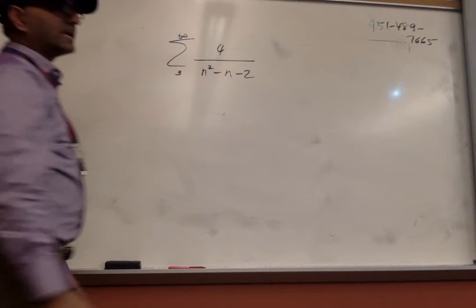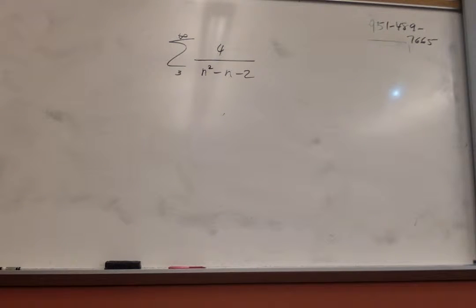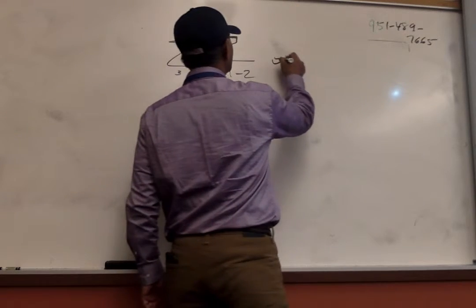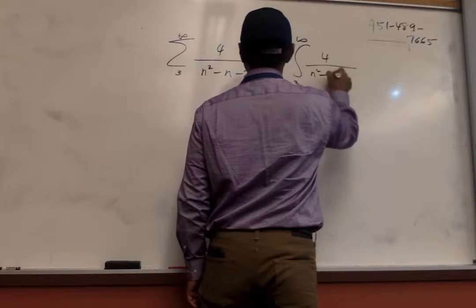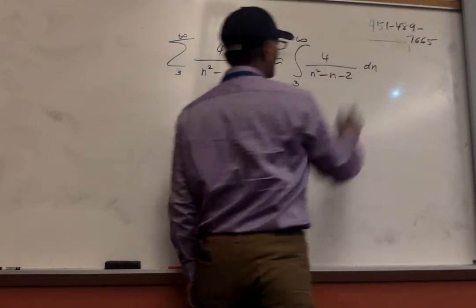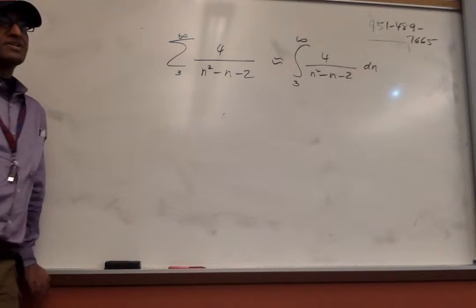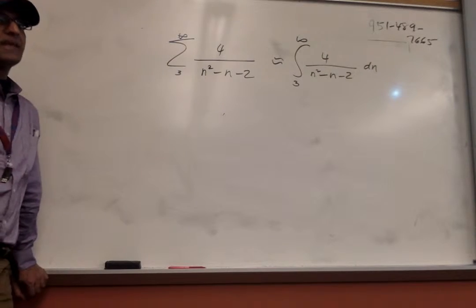Who, if anybody, remembers the integral test? What do we just do? Next step. Just integrate it. So observe, this is equivalent to integral 3 to infinity 4 over n squared minus n minus 2 dn. I'm going to integrate that. Is that partial fractions also? Okay, find A and B. I'll pick it up 2 steps later.